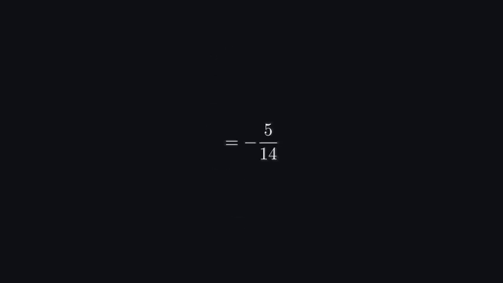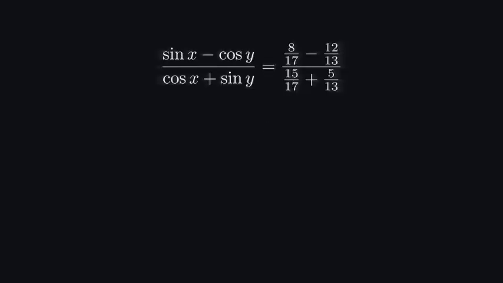Continue the aligned calculation. The next steps are shown one line at a time. Sin of x cosine of y over cosine of x plus sine of y equals 8 over 17 times 12 over 13 over 15 over 17 plus 5 over 13.